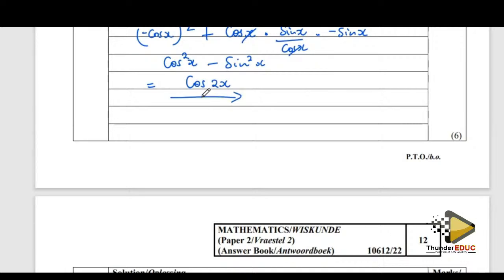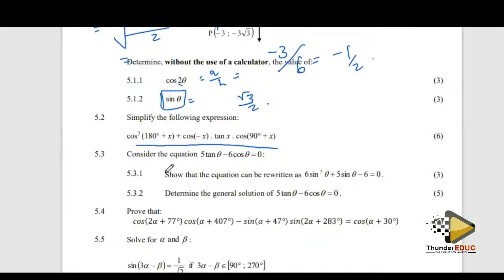That's what I would get. Then consider the equation 5 tan theta minus 6 cos theta. Can we show that this equation can be written in this format? Now with this format, we are only seeing the signs there. We don't have a tan, we don't have a cos.